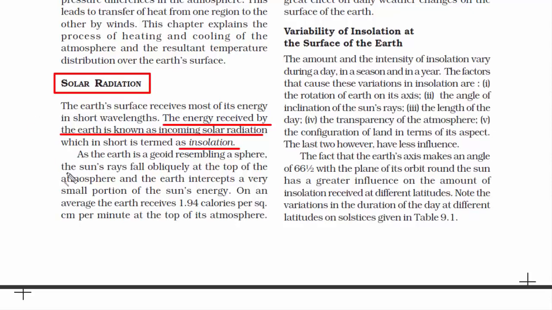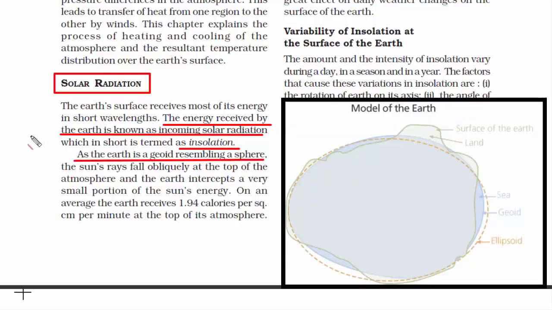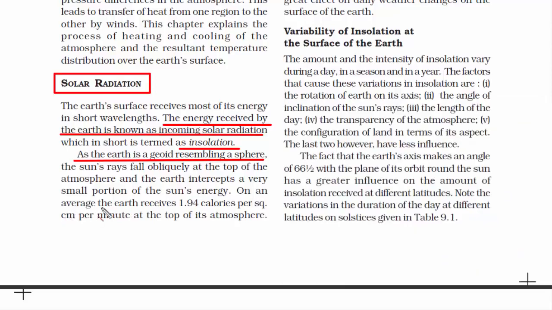Now we all know that Earth is a geoid resembling a sphere, meaning the Earth does not have a perfect shape. It has an irregular shape. Now here if you see, it says the amount of solar energy reaching the Earth's atmosphere is 1.94 calories per square centimeter per minute. What does that mean?